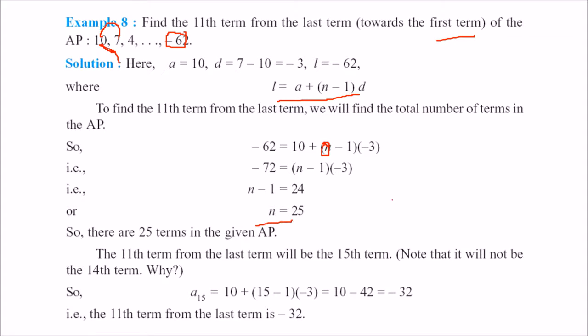So there are 25 terms, 1 to 25. You have to check for the term which is 11th from the last. If you count on your fingers, that will be the 15th term. If you step back in one step, the 15th term will be the 11th term from the 25th. So you have to find A15.